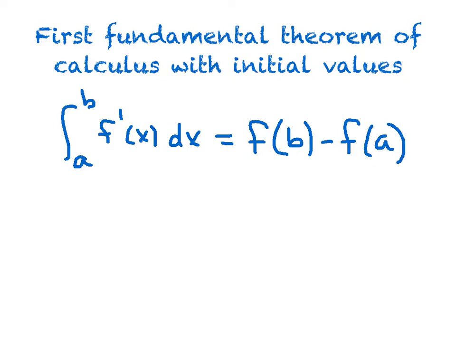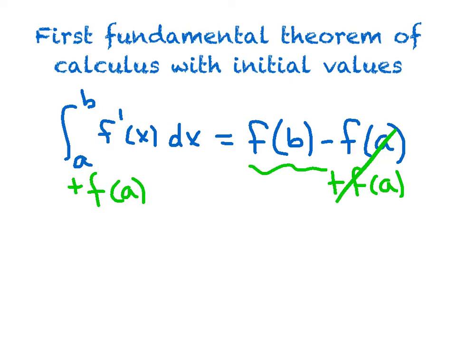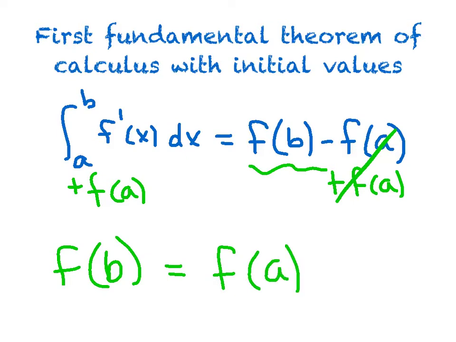Now our goal is to look at this fundamental theorem in a different light today, so I'm going to do something a little different. I'm going to add f of a to both sides to balance it out, and bring it over here. And then I'm just going to reverse my equation. So on this side I'm left with just f of b, and I'm going to write that first, is equal to f of a plus the integral from a to b of f prime of x dx.